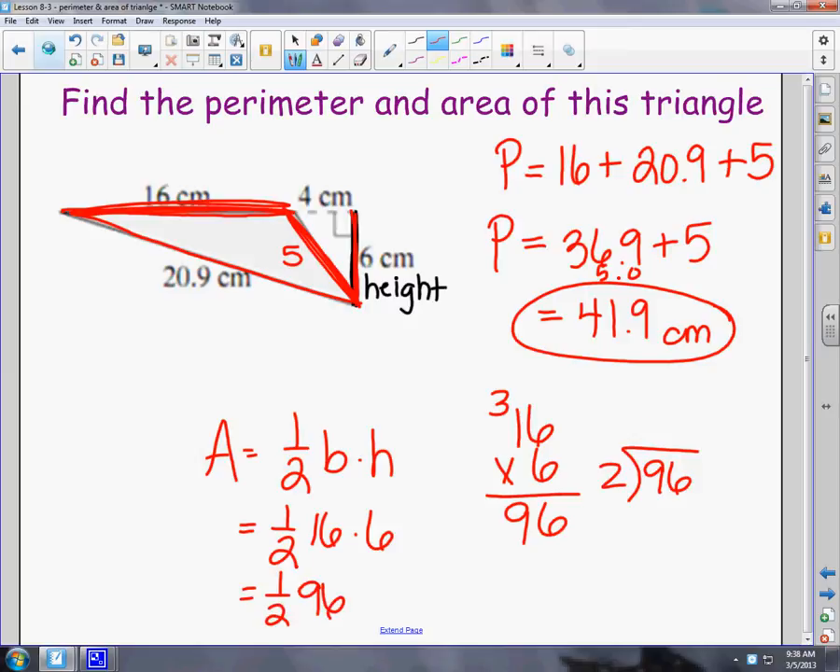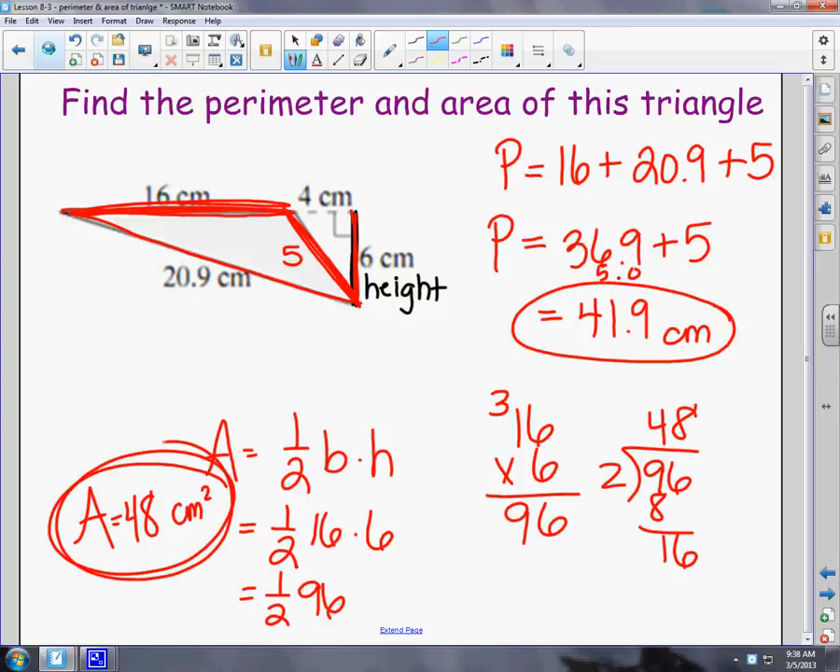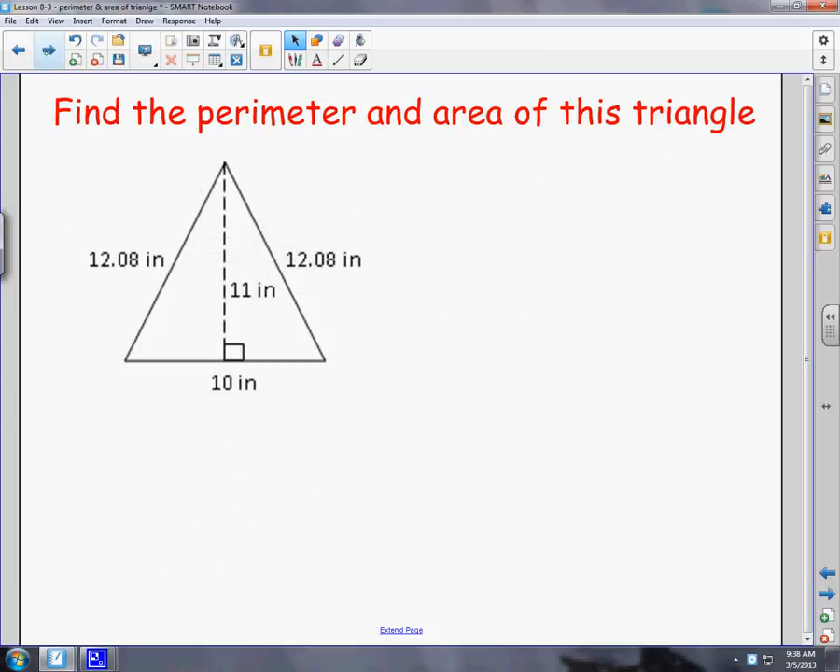So 2 goes into 9 4 times, which is 8, and then I bring down my 16. 2 goes into 16 8 times. So my answer, my area, equals 48 centimeters squared. That perimeter one was a little bit tricky, so you don't have to worry about problems like that.